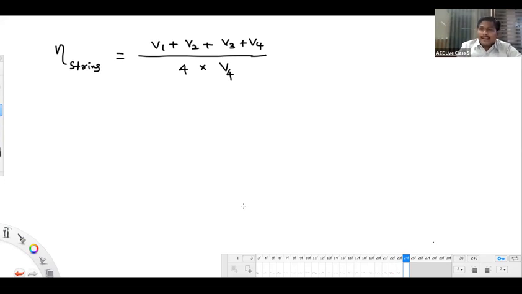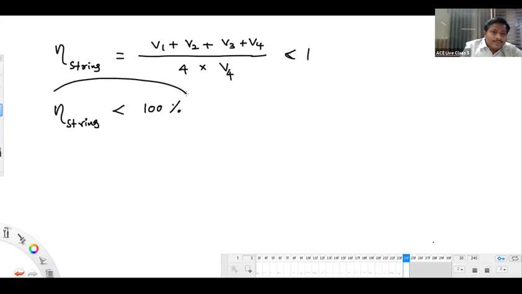And you see, definitely this V4 is greater compared to V1, V2, V3. So 4 times V4 will definitely be greater compared to the summation of these 4 voltages. 4 V4 will be definitely more than V1 plus V2 plus V3 plus V4. So this ratio, if you calculate, will be definitely less than 1. So practically speaking, the string efficiency will be less than 100%.